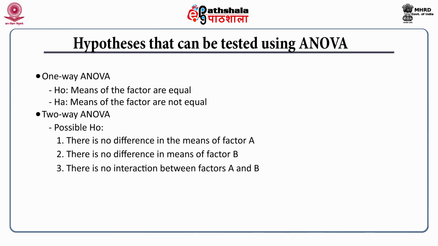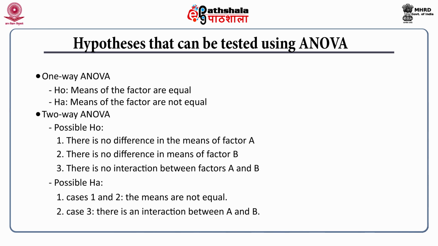So, like a correlation of the 2 variables. Possible alternate hypotheses are, for cases 1 and 2, the means are not equal. Case 3 is that there is an interaction between A and B.